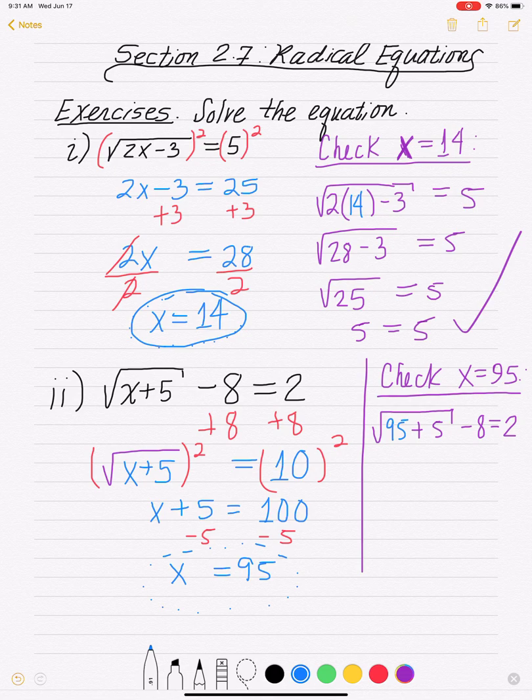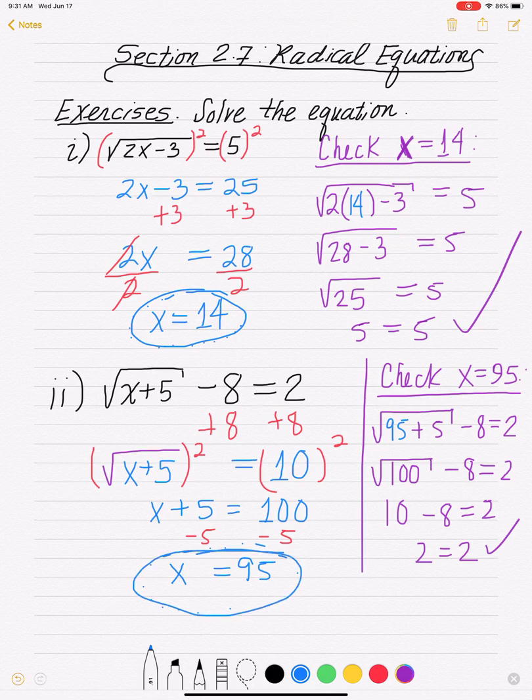All right, so let's add 95 and 5 together. What's 95 plus 5? That's 100. That's all under the radical. Then after the radical, we have minus 8, and then equals 2. Let's see, what's the square root of 100? The square root of 100 is 10, so we got 10 minus 8 equals 2. Is that true? Yeah, because 10 minus 8 is in fact 2. So you get 2 equals 2. It checks out. So I'm going to circle this x equals 95 here, because that is indeed a valid solution.